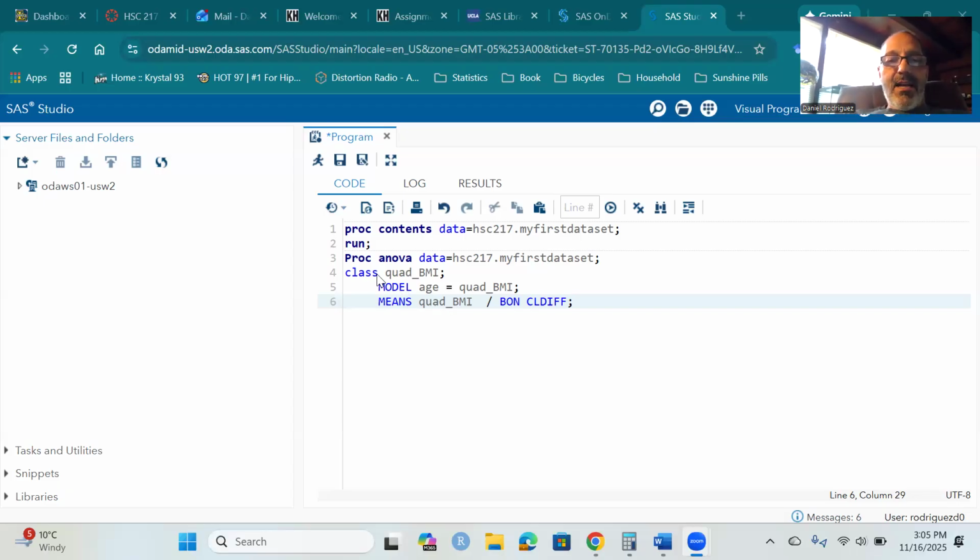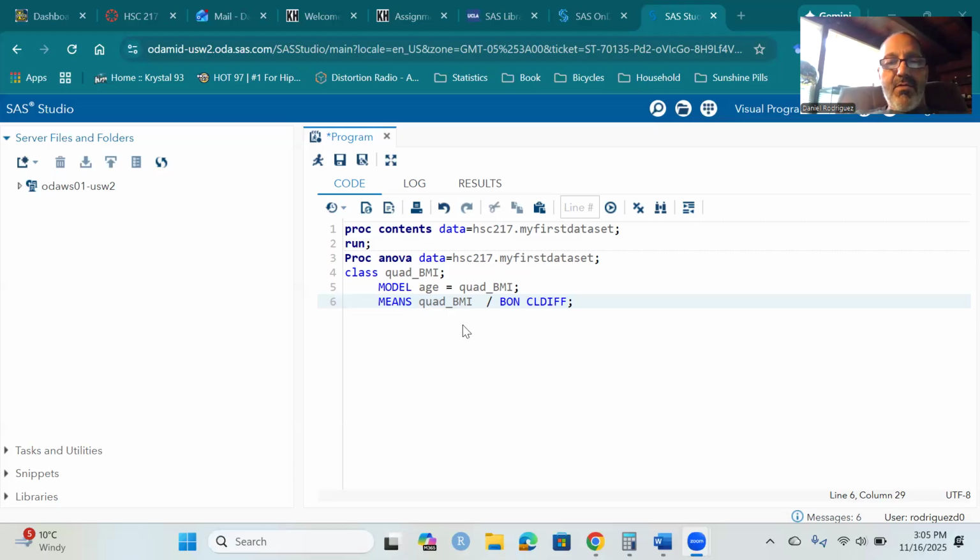An ANOVA is like a regression. It's basically a general linear model, and you have an outcome and a predictor. In this case, our predictor is quad BMI and our outcome is age. So what we're saying is we're going to predict age based on these four levels of BMI, right? So we're partitioning the variance in that way.